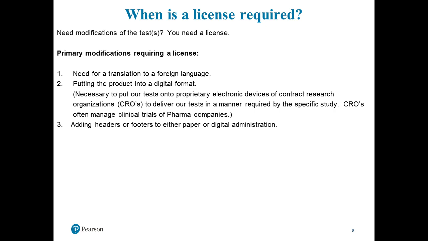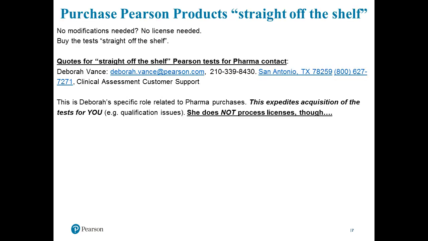Another way in which a modification is requested is when someone wants to add a header or a footer to either paper or digital administrations. Those are all examples in which often a license is required. There may be some other possibilities in terms of a license being required, but those are the primary ones that we have at this point. Now, what if you're not going to modify the test in any way?